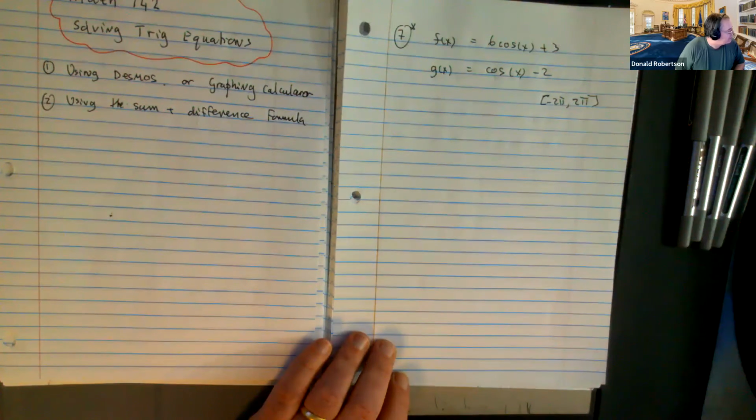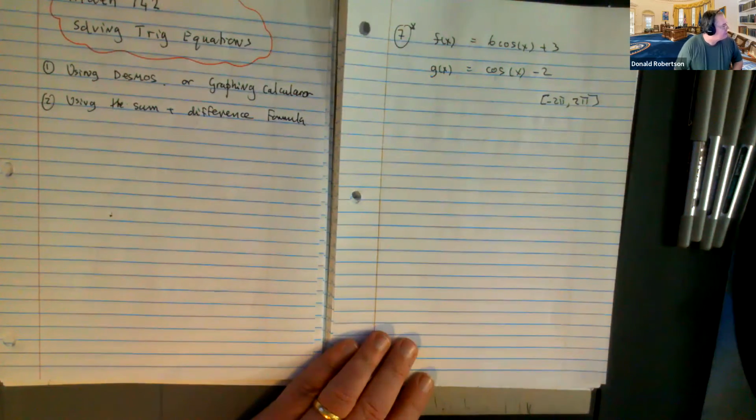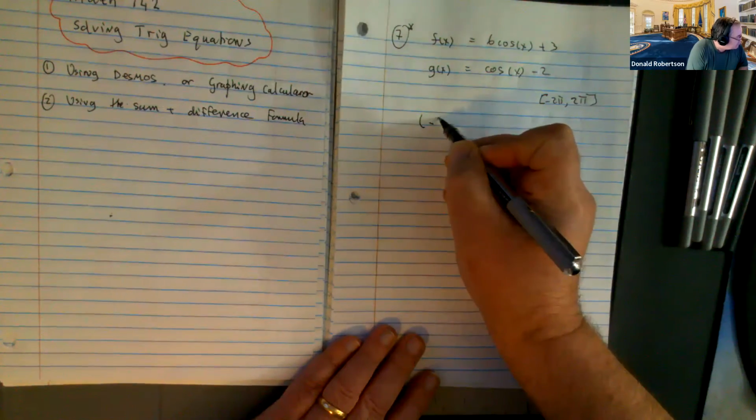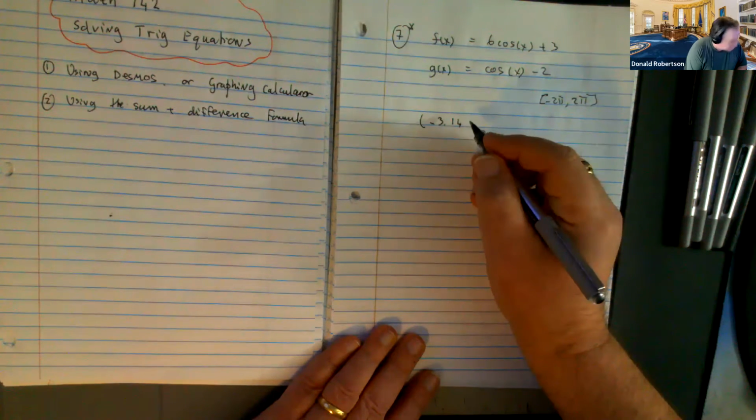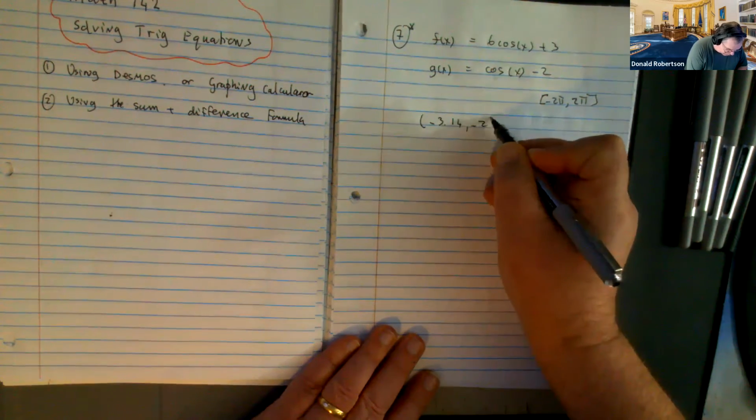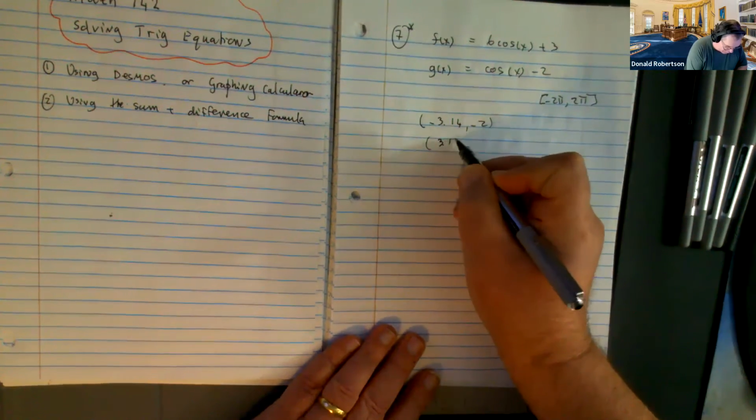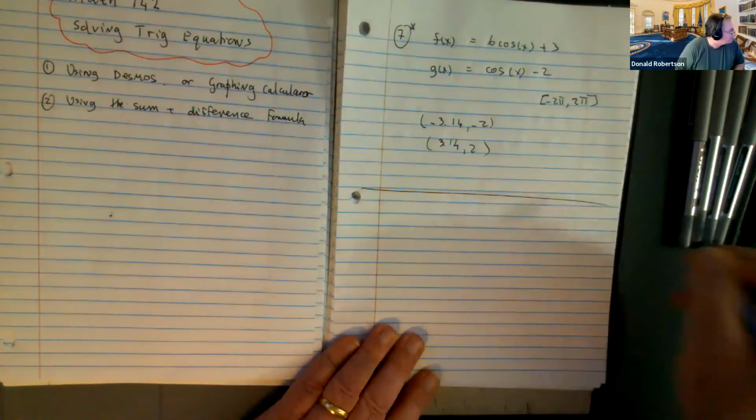And the answer that they gave was rounded off to 2 decimal places. So we had one answer at 3.14, comma negative 2, and the other one would be positive 3.14, comma 2. So that's that one.